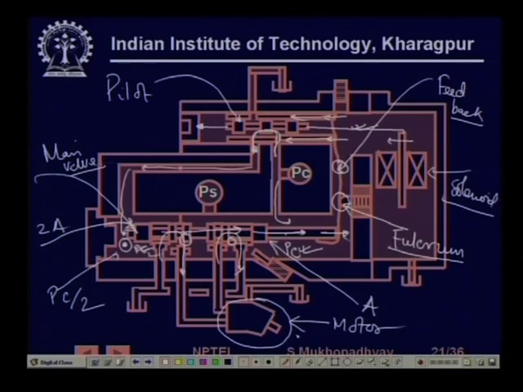When you have a certain amount of opening, you have a certain amount of flow and a certain amount of pressure. So, you are going to drive the motor at that flow rate or that speed. So, this is the operation of the two stage servo valve.